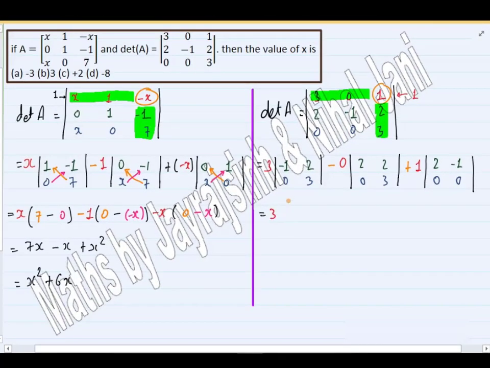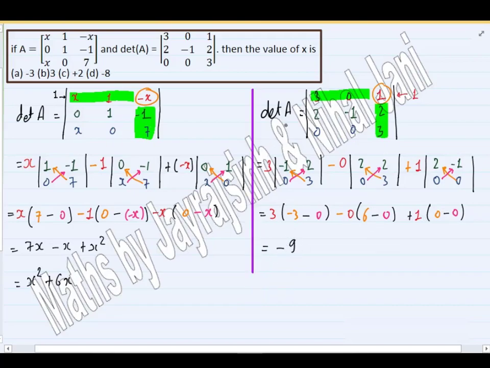Now let's expand. 3 will be as it is, 3 minus 1 is minus 3, then minus 0 2 is 0. Okay, now minus, we have 0, so no need to find the value of the determinant, but still just for formality write down 6 minus 0, and finally plus 1 and 0 minus 0, which will be 0. So if you expand, you will get minus 6 and the rest of the terms will be 0. Oh sorry, not minus 6, minus 9.